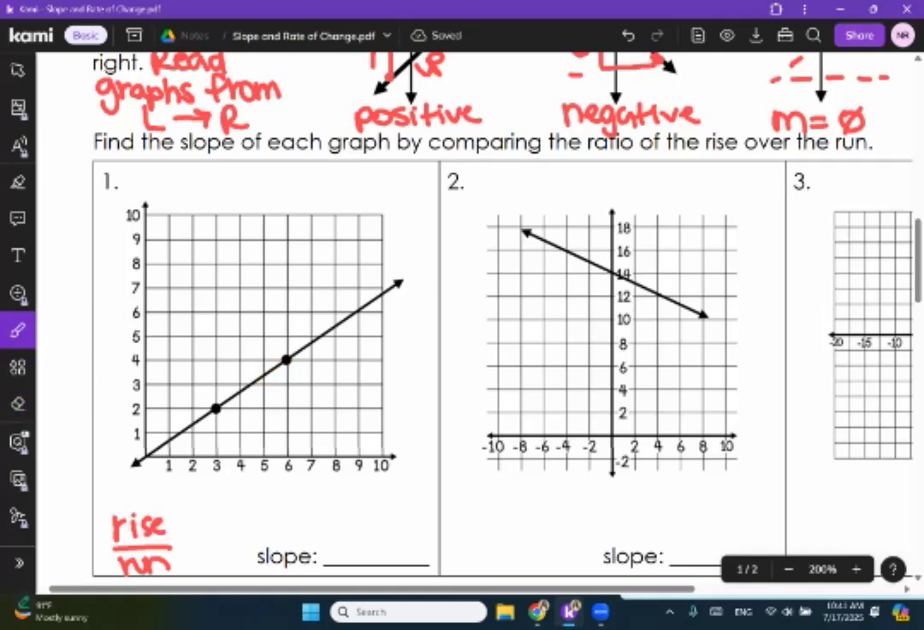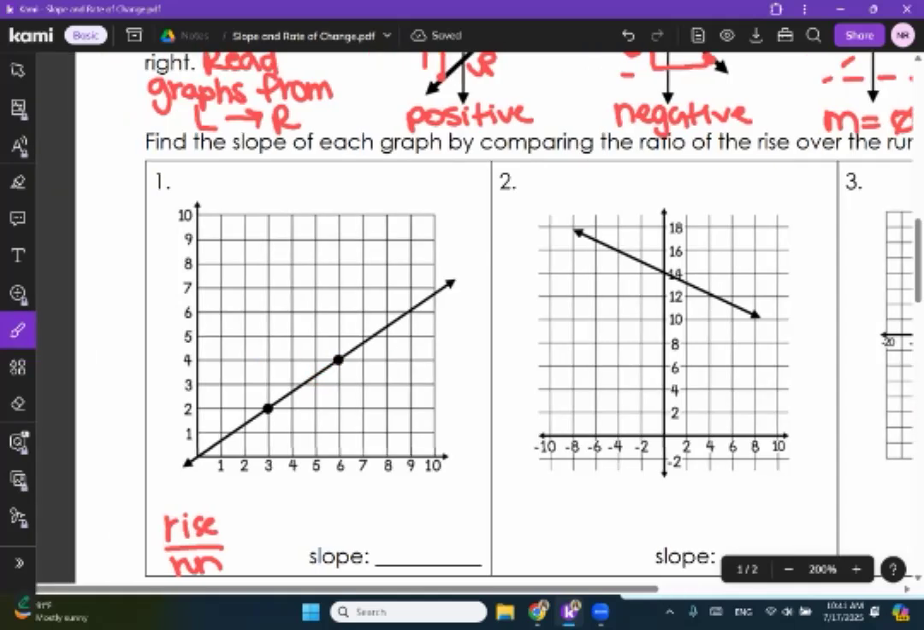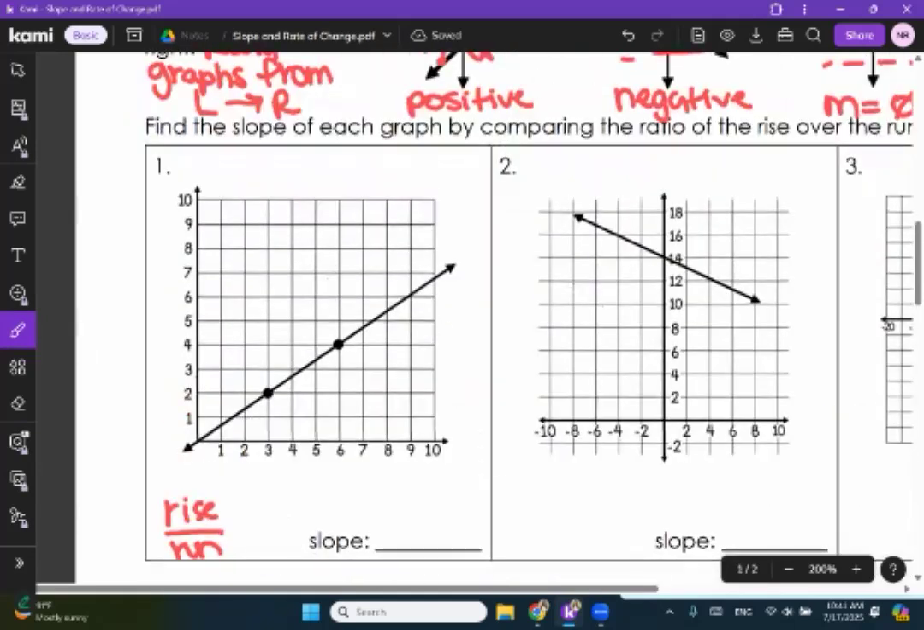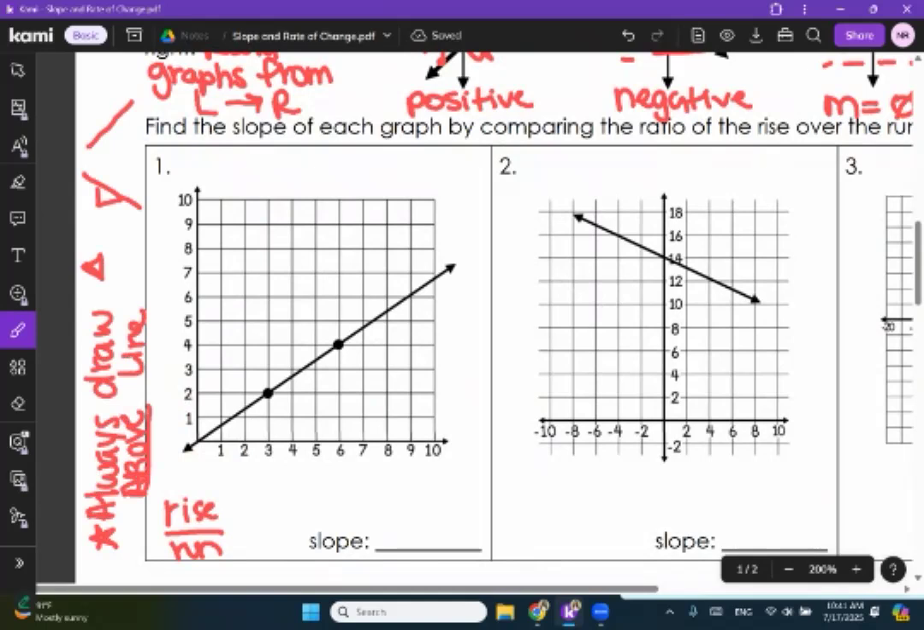One other thing to keep in mind whenever you're trying to find the slope, always draw a right triangle above the line, not below, okay? Let's write that in. So if it was a positive slope, your triangle would be there. If it's a negative slope, your triangle would look like that, but always above the line.